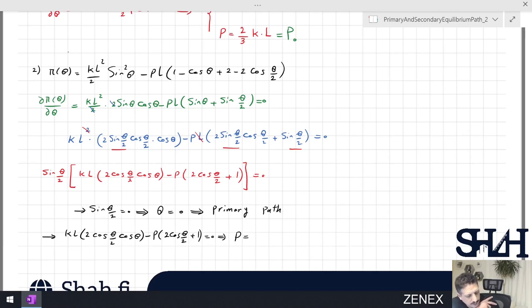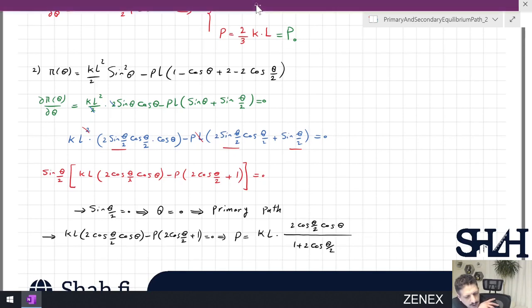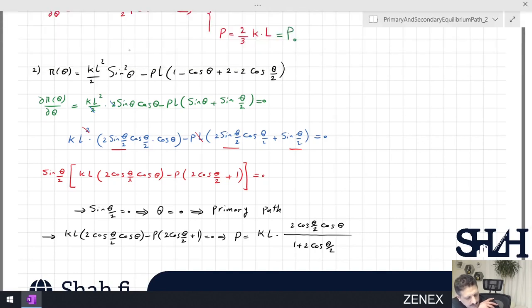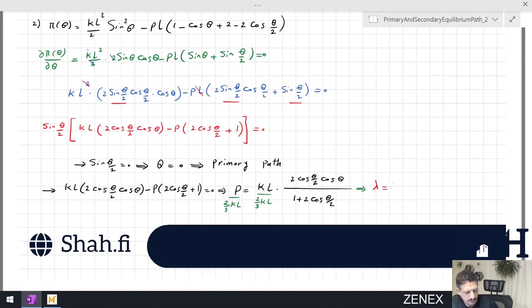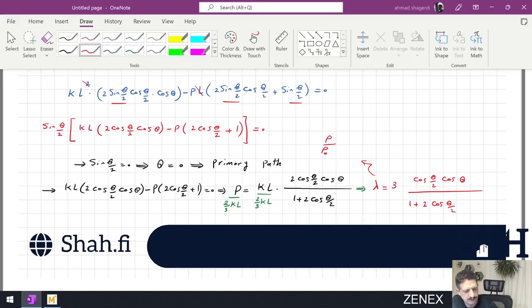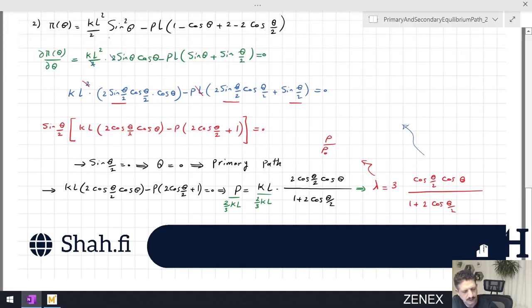In this case, P will be KL times 2 cos(θ/2) cos θ divided by 1 plus 2 cos(θ/2). Remember that we assumed 2/3 KL to be P0. If we divide this equation by P0, then lambda will be 3 cos(θ/2) cos θ divided by 1 plus 2 cos(θ/2). Lambda represents P divided by P0. It's dimensionless, and this equation gives us the secondary path.